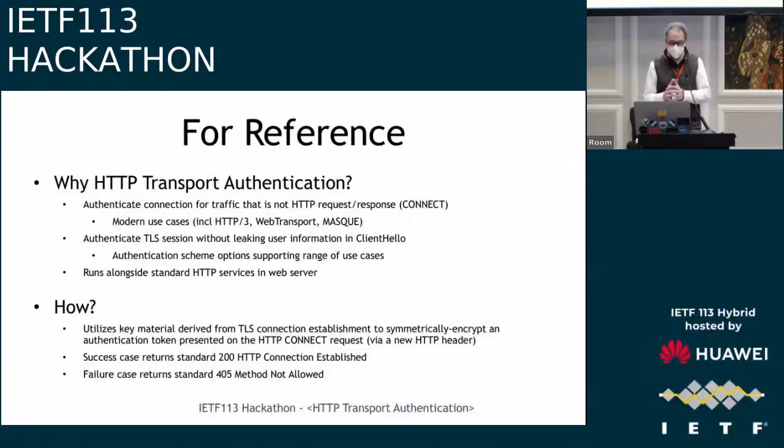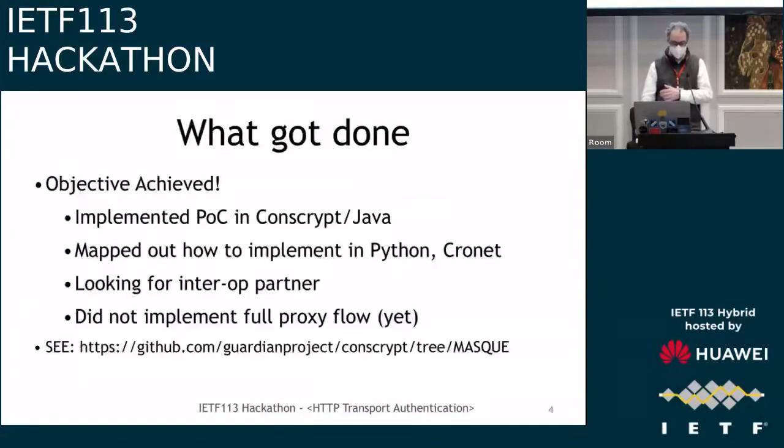As a reference for why we would be interested in doing this, we have a case where we want to authenticate traffic that isn't just request response. And so we want something that runs alongside normal web services and can authenticate a TLS session without leaking information in the client hello. So this is a technique for pulling information out of the TLS connection, common to the client and the server, and using that to encrypt credentials in a way that flows with the HTTP CONNECT flow. On success, you get 200 connection established, and on failure, you get 400, 405 method not allowed.